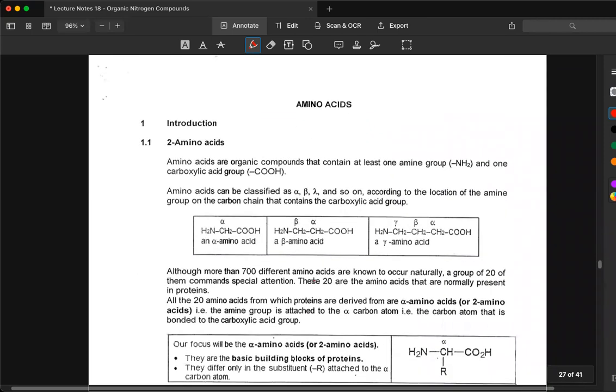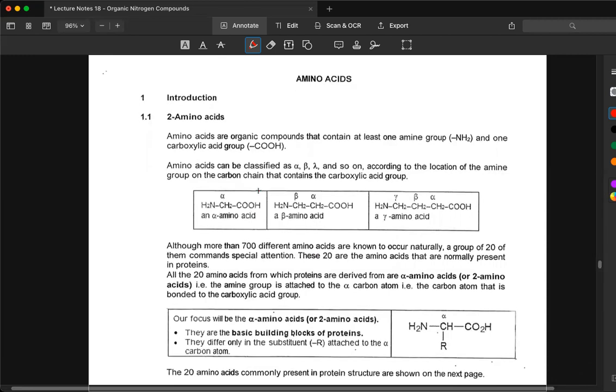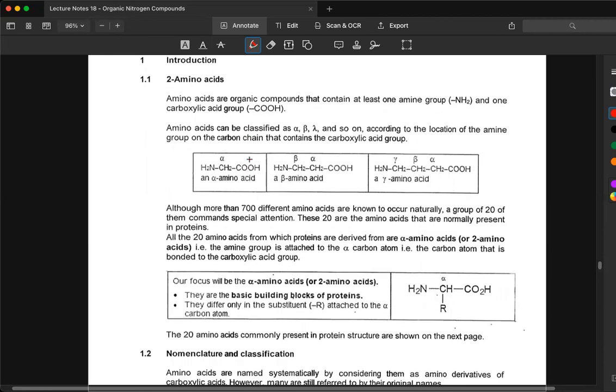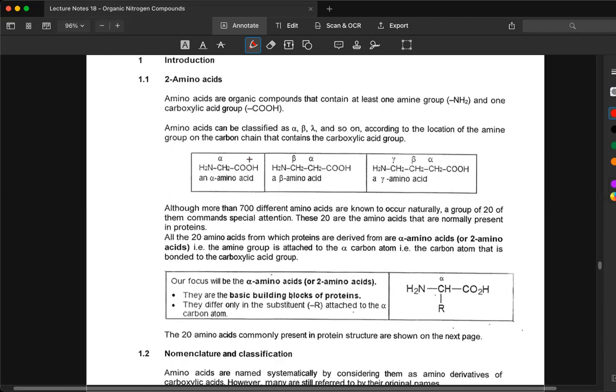Okay, let's move on to the next concept. We finish amine, amide, and now amino acids. Amino acids are organic compounds that contain at least one amine group and one carboxylic acid group. Amino acids can be classified as alpha, beta, gamma, and so on, according to the location of the amine group on the carbon chain that contains the carboxylic acid group. So we have alpha, beta, and gamma.